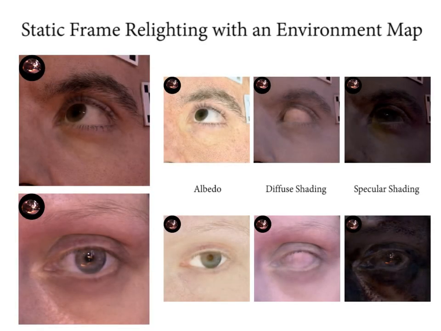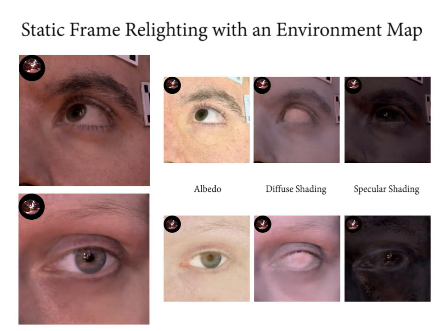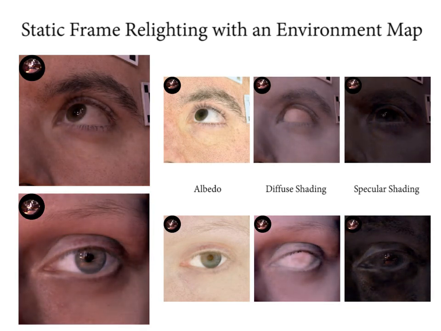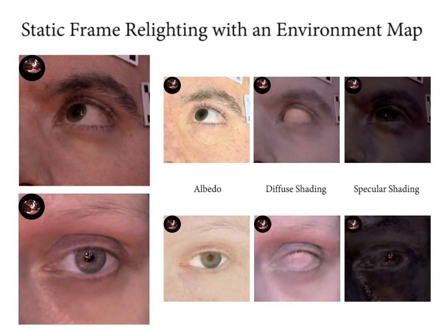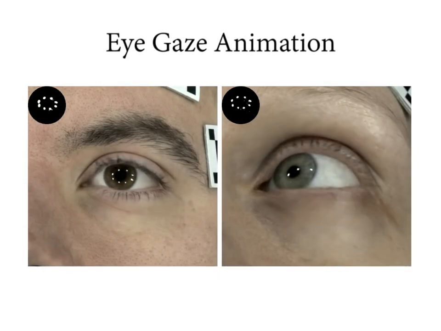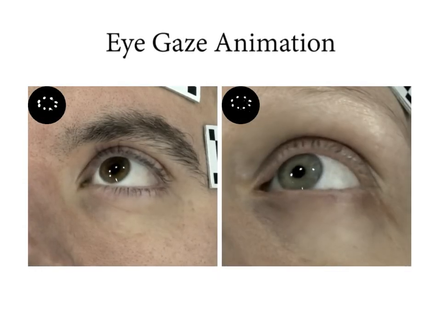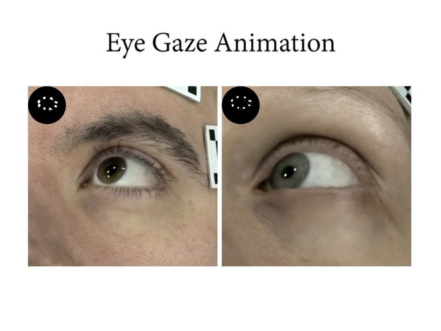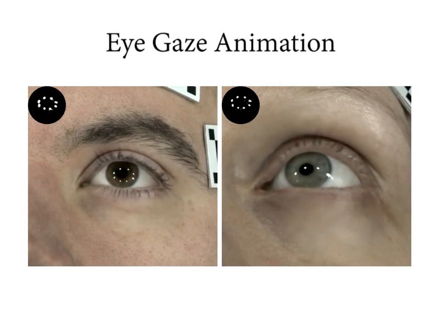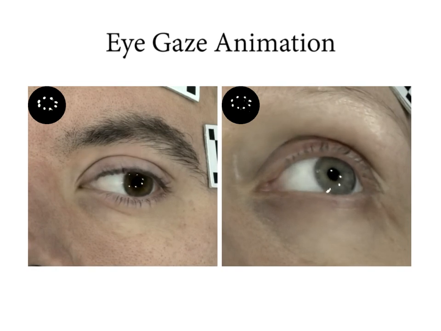We can also relight the frame with changing environmental lighting at high fidelity. You can see the Grace Cathedral reflected in the subject's eyes. Our hybrid representation allows us to control the eye gaze independently while achieving photorealistic deformation of the periorbital skin and lashes.